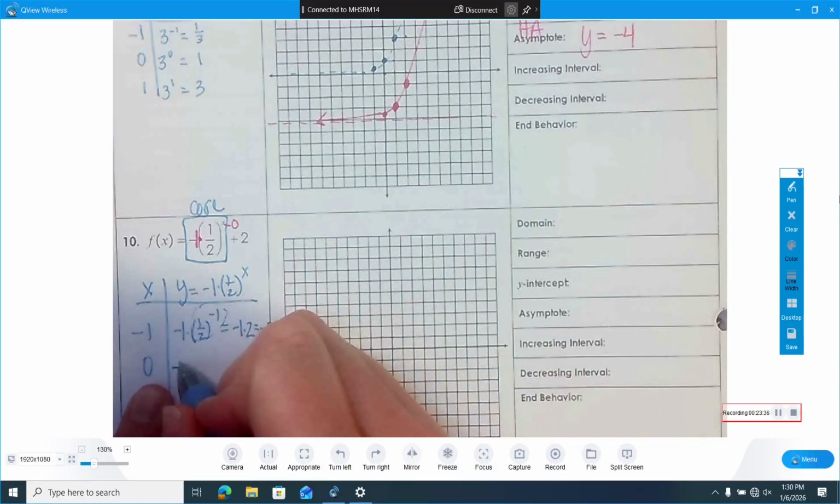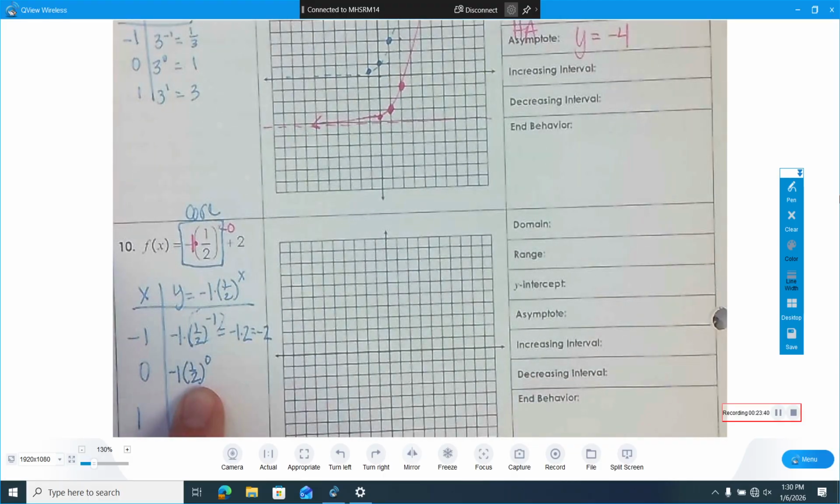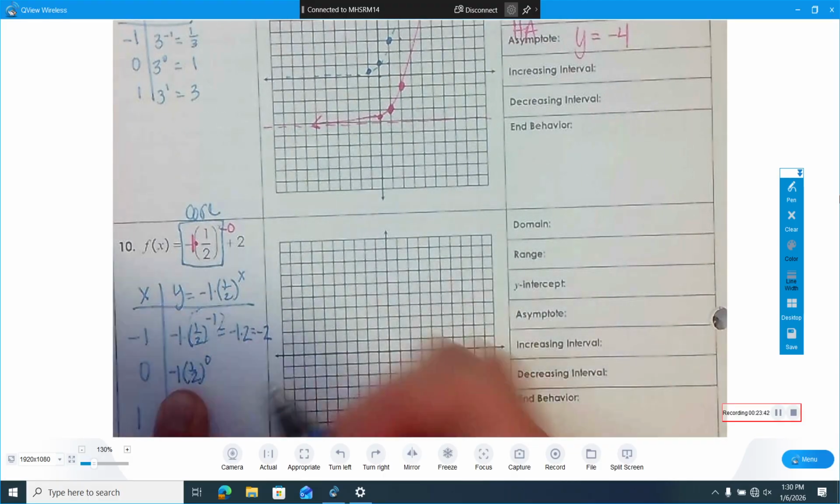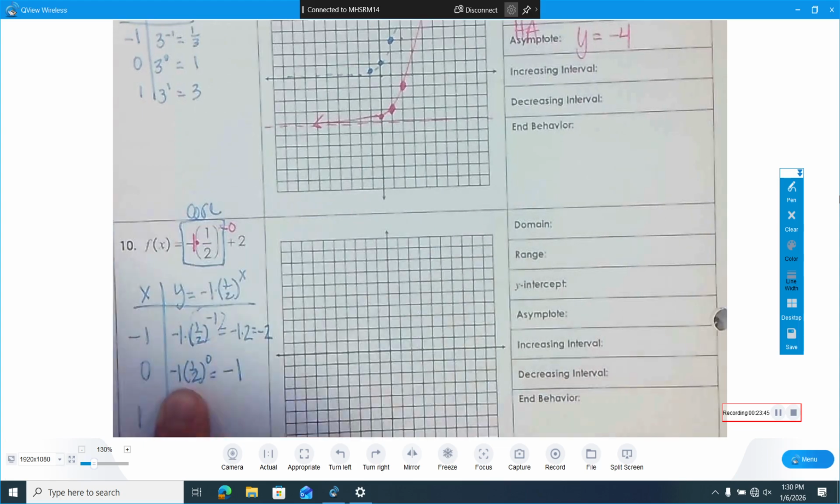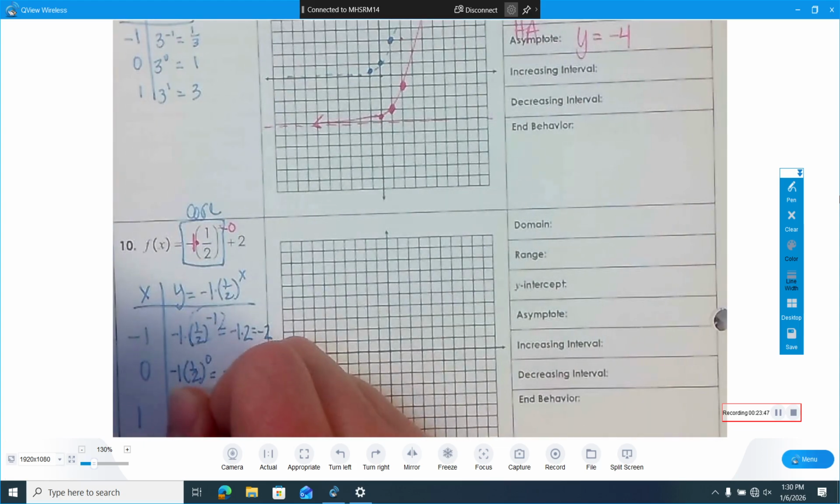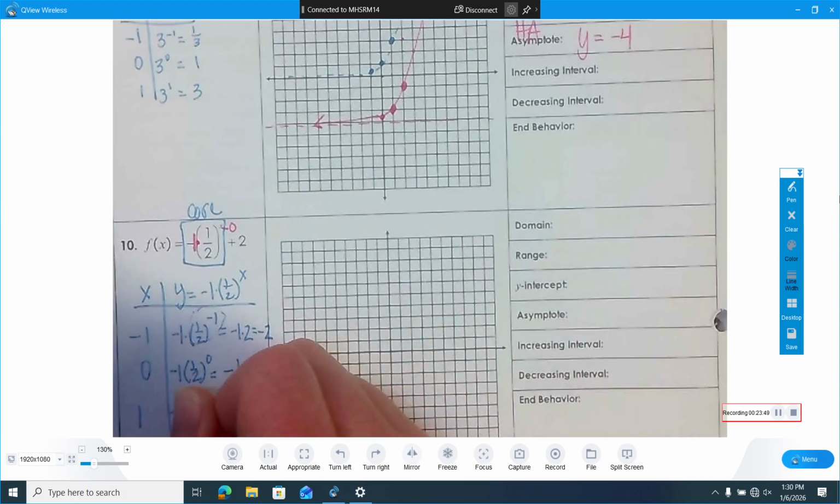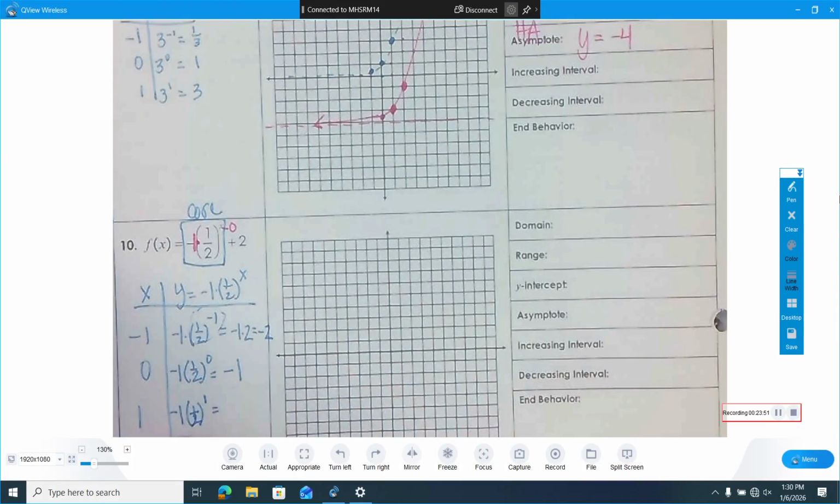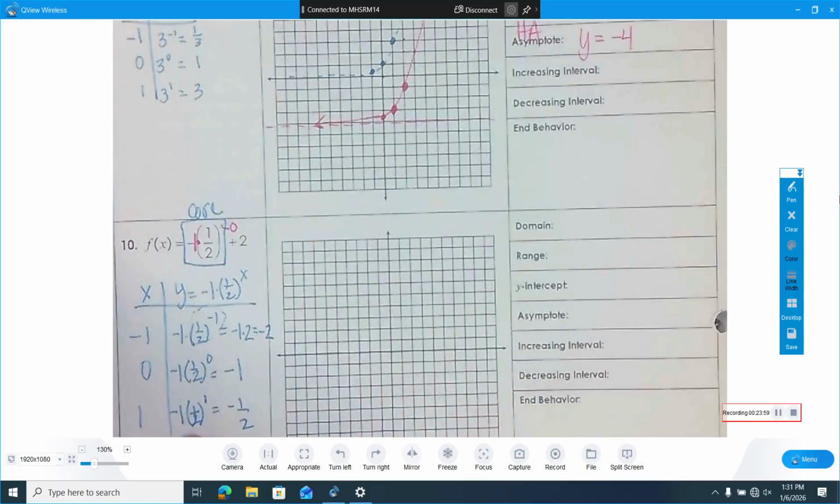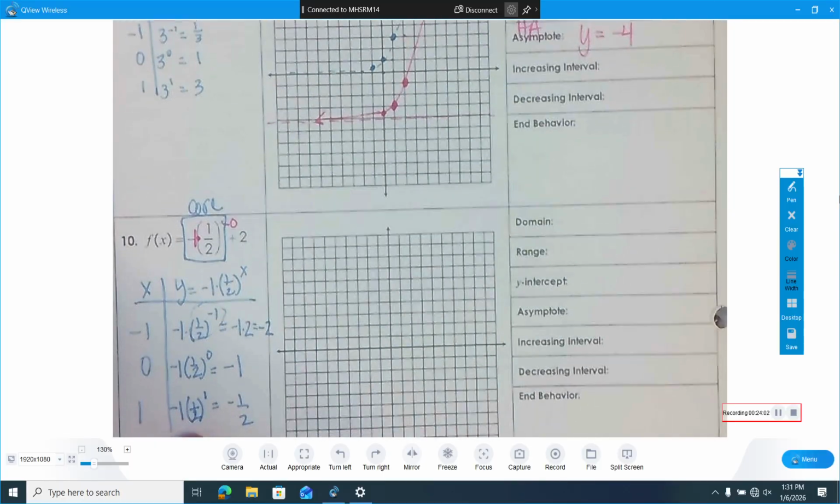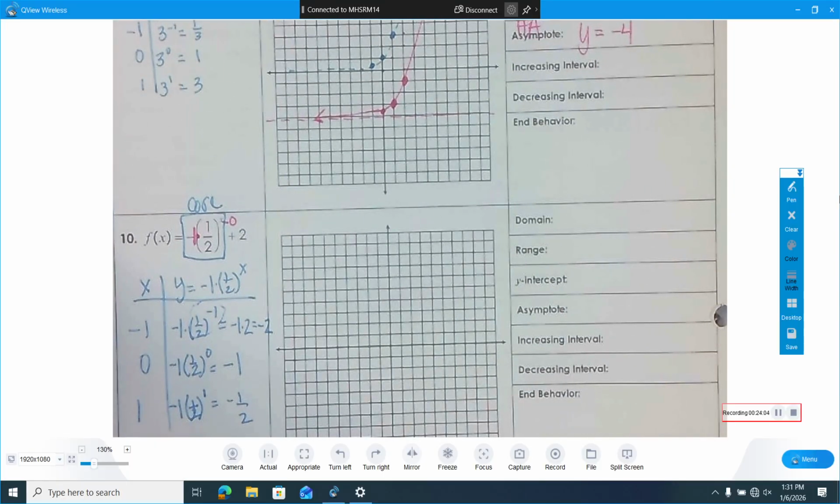If I plug in a 0, negative 1 times 1/2 to the 0. What is 1/2 to the 0? 1 times negative 1? All right, then I have negative 1 times 1/2 to the first power. Again, you got to start with your exponent. What's 1/2 to the first power? It's 1/2, and then with a negative, negative 1/2. All right, good. All right, so a couple things here. First of all, is this exponential growth or decay?